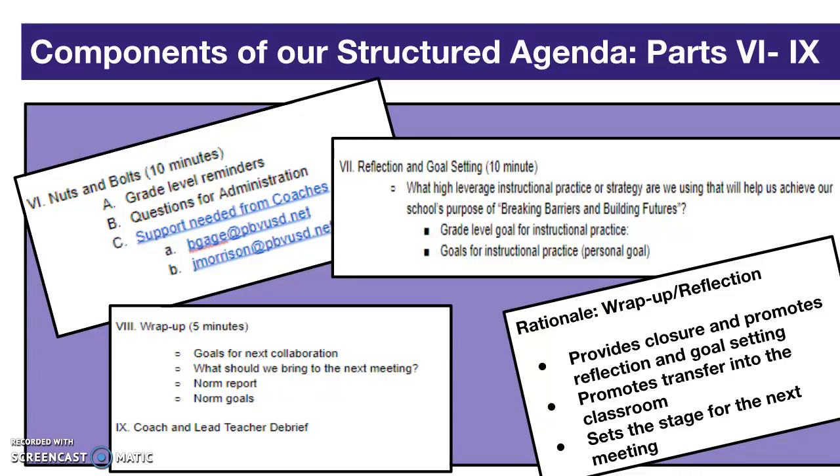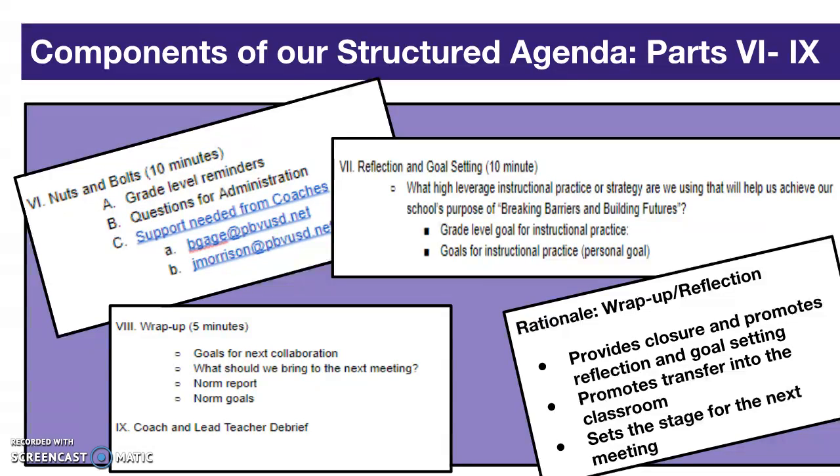The last piece, or part 3 of our structured agenda, is really what I call the wrap up. This is a chance to provide closure and promote reflection and goal setting. This is where we really get the idea of that transfer into the classroom, and it sets the stage for the next meeting. So you'll see the different pieces.